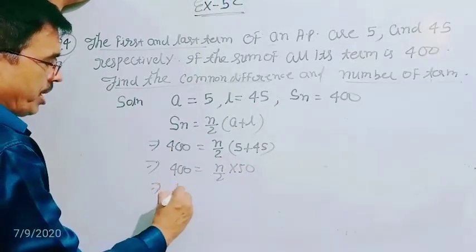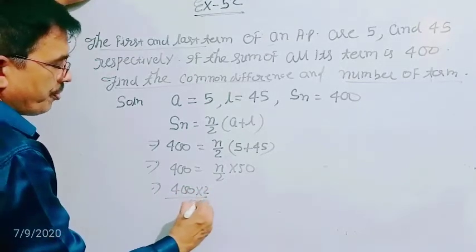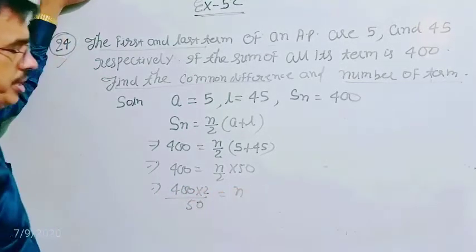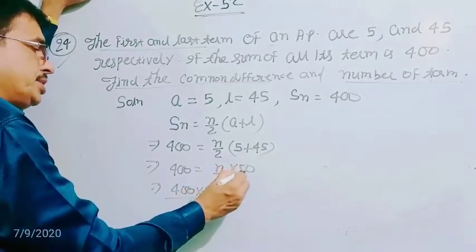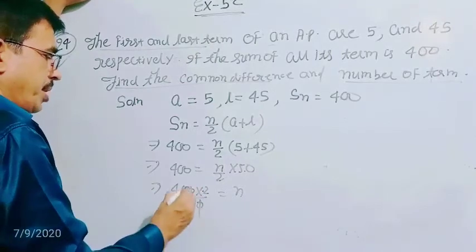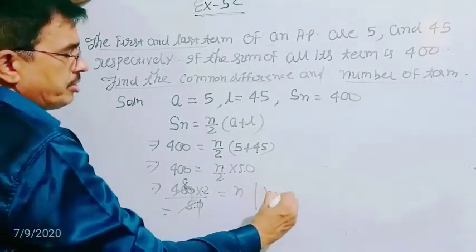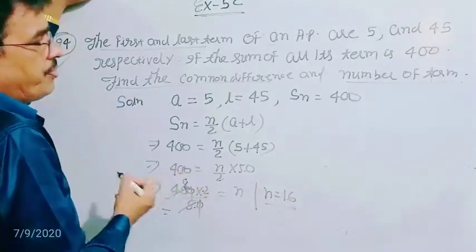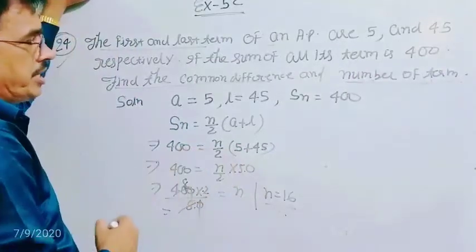So what is the value of n? That is 400 into 2 by 50 is equal to n. Because this is divided by 2, now it is multiplied, and this is multiplied, so now it is divided. So cancelling, 50 goes 8 times into 400, and 8 times 2 means n is equal to 16. So first we find the number of terms. So the number of terms will be 16.